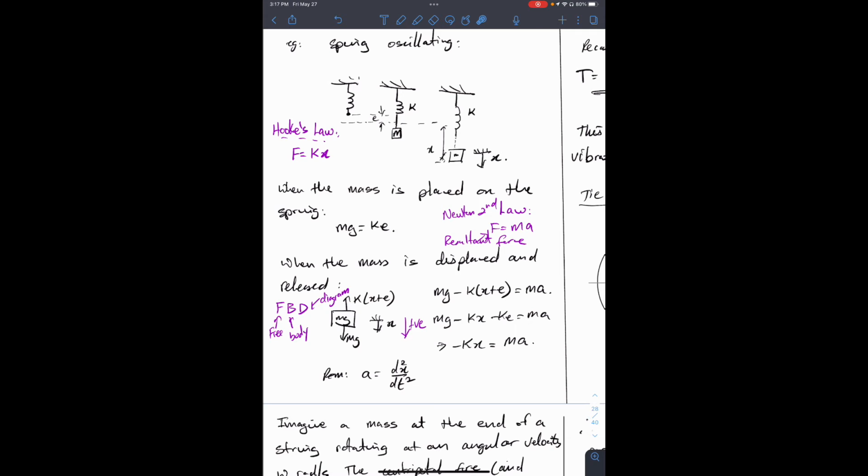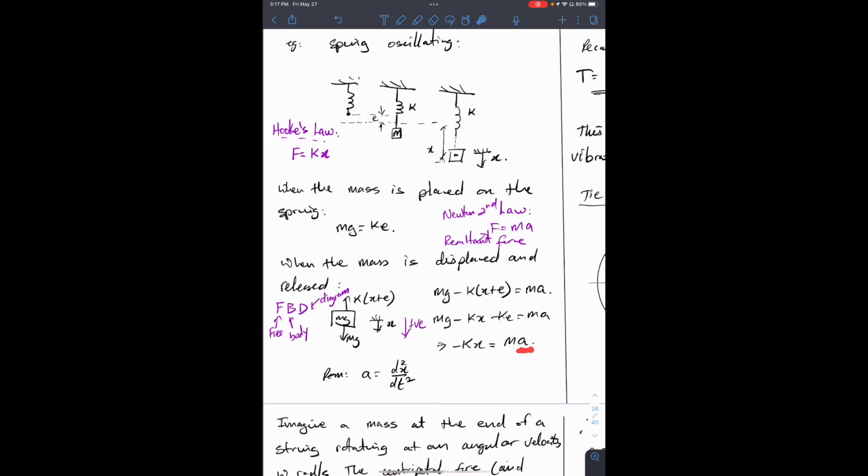We could expand the equation. We have kx, ke. We just expand it, we do some maths, and now we have ke here. Now remember ke is equal to mg. So if we bring the mg here, then we will have mg minus mg, so that will cancel, and we end up with ma equal to minus kx.